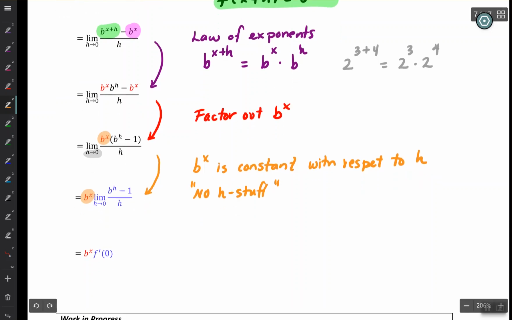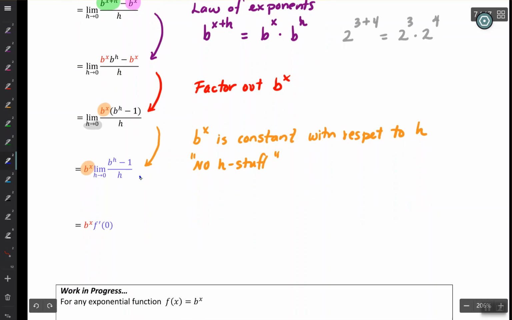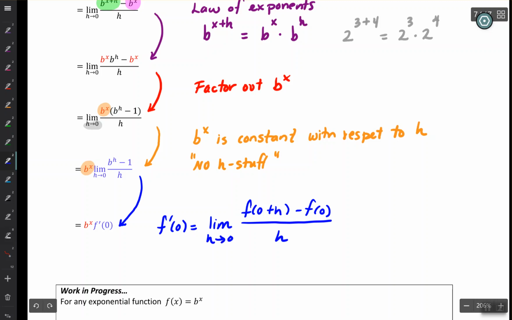All right. And then from here, something kind of magical happened. The derivative evaluated at 0 showed up. The slope of the tangent line when x is 0 showed up. Let's recall that definition, right? F prime of 0 is the limit of rise over run, f of 0 plus a little bit minus f of 0 all over your little bit, all over your run, as run goes to 0.